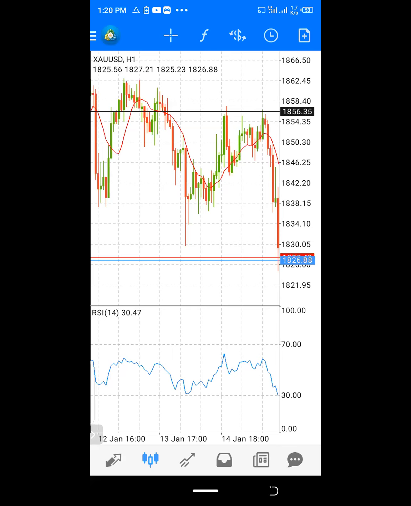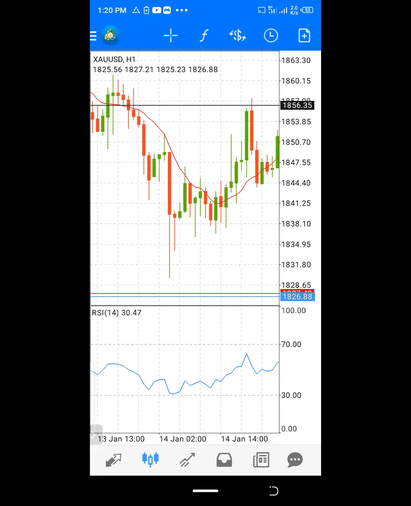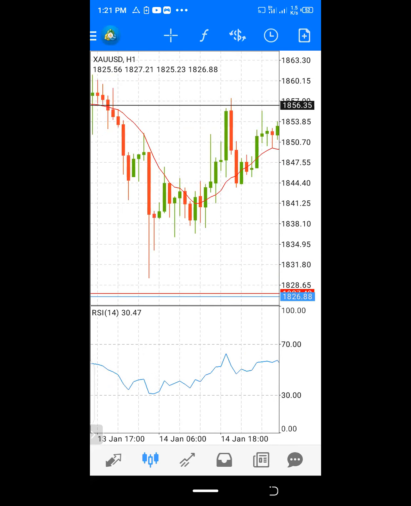So these candles that you can see, the ones that are appreciating, going up, giving you an upward movement, those are the bullish candles. Those are the buy candles.